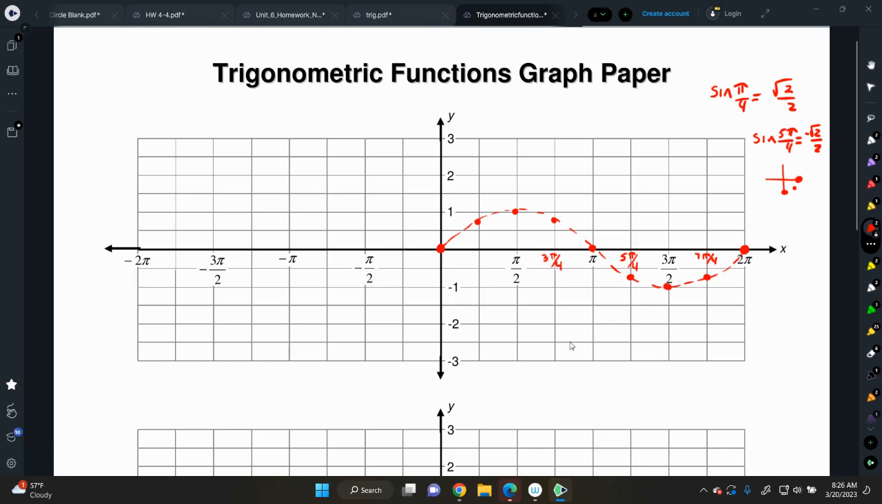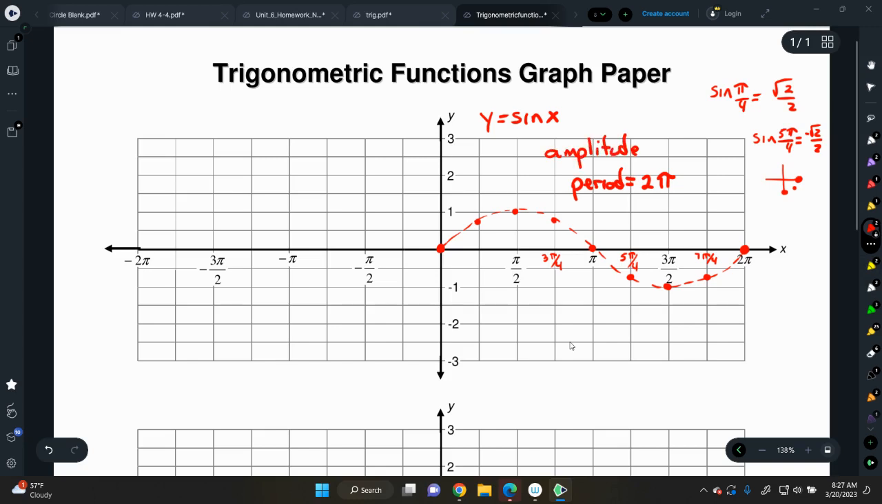Okay, if you look at this curve, this is the graph of y equals sine x. What's the period of this curve? How long does it take to complete one full cycle? Right, 2 pi. 2 pi is my period. It takes me 2 pi units to complete one full cycle. What's the amplitude? 1, yes. The amplitude is 1.